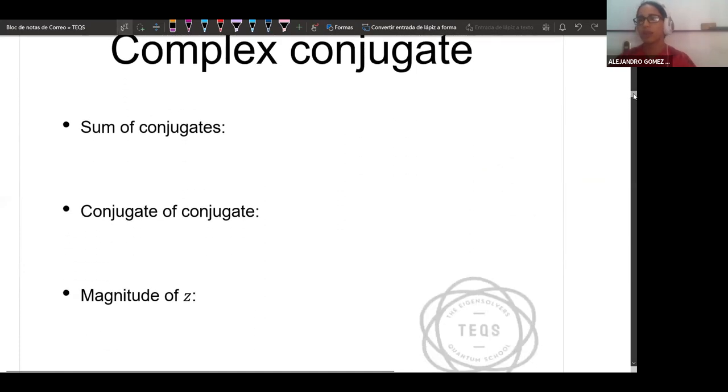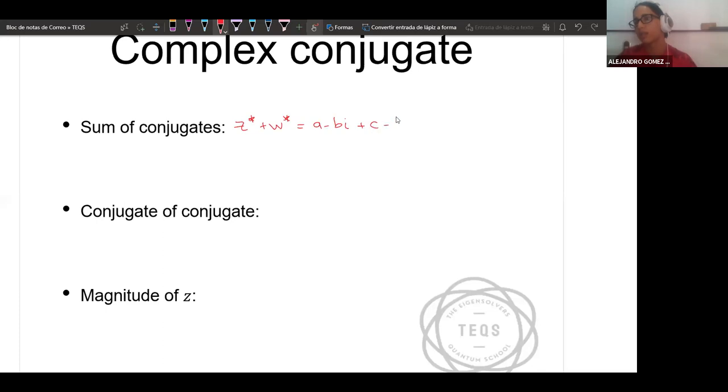And we can again define the simple operations with conjugates. These ones are the addition of the conjugates. So z conjugate plus w conjugate is a minus bi plus c minus di. This is giving us the conjugate of the addition, because this is a plus c minus b plus d times i. So the sum of the conjugates is the conjugate of the sum.